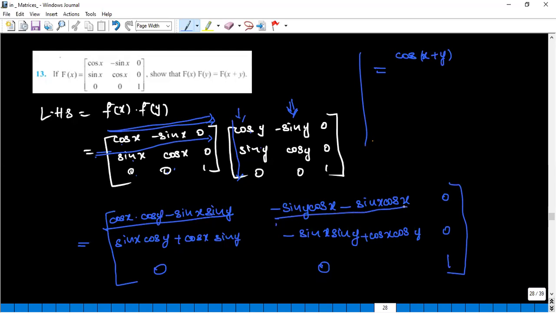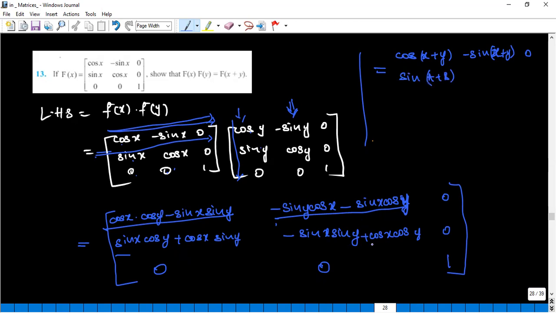From these two terms, if you take out minus common, it is sin y cos x plus sin x cos y. This is nothing but minus sin of a plus b, which is nothing but x plus y. And the third element is 0. Again, you use sin a cos b plus cos a sin b, which is nothing but sin of a plus b.